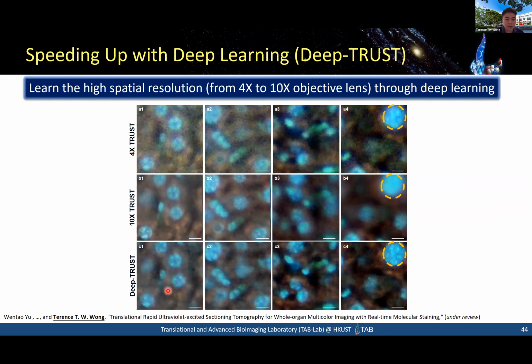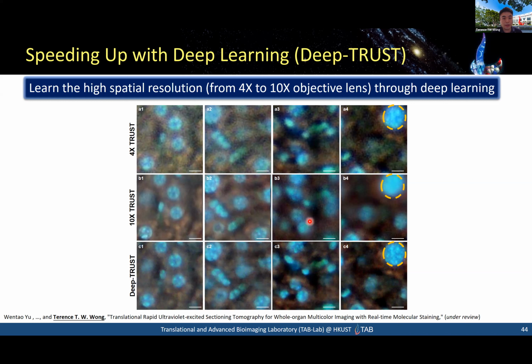So at the end, this is what we call deep trust. You can compare the image with the 10x. Some of them are close, but some of them may even be better, because the 10x could easily be out of focus, since the depth of field in general is too sharp.